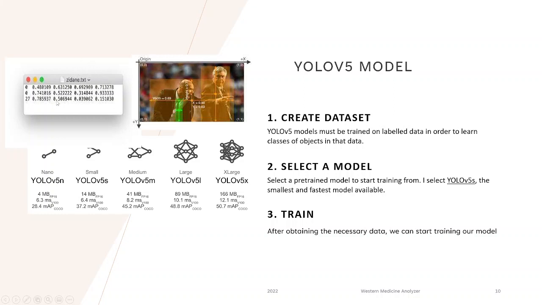Here is the YOLO format, which you can see on the left image here, and the bounding box will be created like this. So you have to create the bounding box of each image one by one. And the second thing is we select a pre-trained model to start the training, and I use YoloV5s, which is the smallest and fastest model available. So the last thing to do is to train the data, and a model will be obtained.